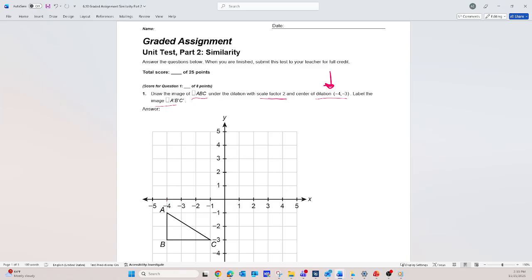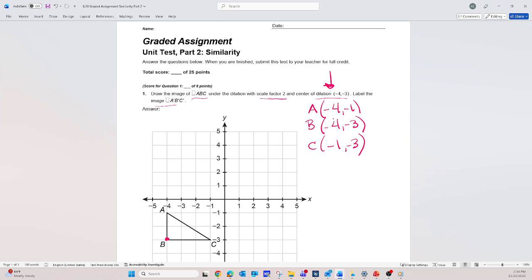So let's graph that point. -4 on X, go down to -3. So it's basically on point B. Okay, that's your center of dilation. So what are we going to do? The first thing we're going to need are our points, right? So I'm going to help you with that. A has the coordinates -4 and -1 on Y. B, you have -4, -3, which is also your center of dilation. And C is -1, -3. So those are your points. That's the first thing you need.